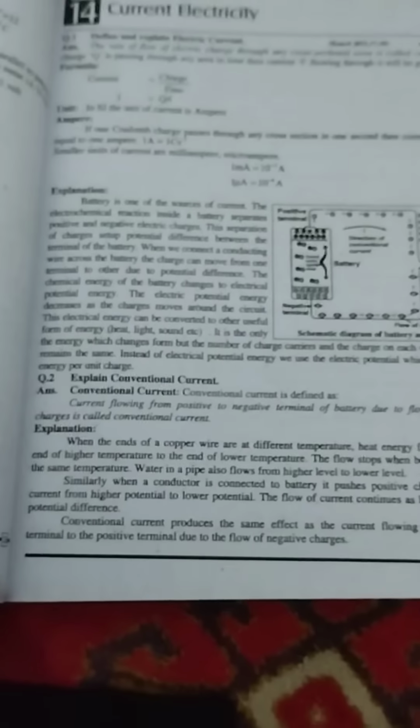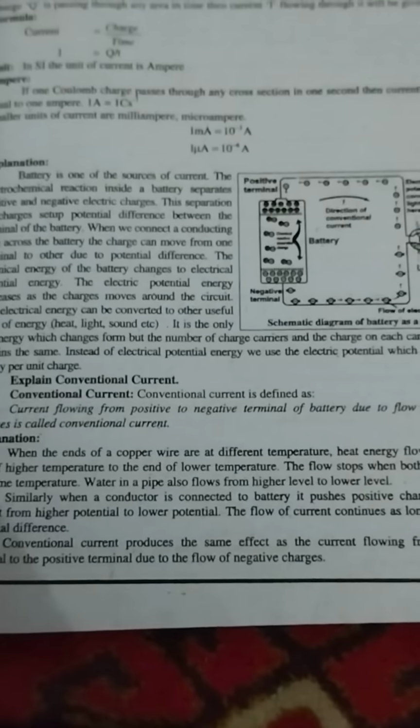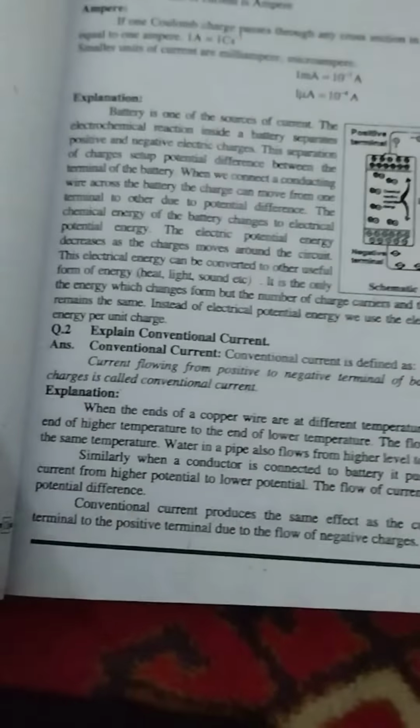Explanation: when the ends of a copper wire are at different temperatures, heat energy flows from the higher temperature end to the lower temperature end. When both ends reach the same temperature, the flow stops. Water in a pipe also flows from a higher level to a lower level. Similarly, when a conductor is connected to a battery, it pushes positive charge to flow from higher potential to lower potential. The flow of current continues as long as there is a potential difference. Conventional current produces the same effect as current flowing from the negative terminal to the positive terminal due to the flow of negative charge.